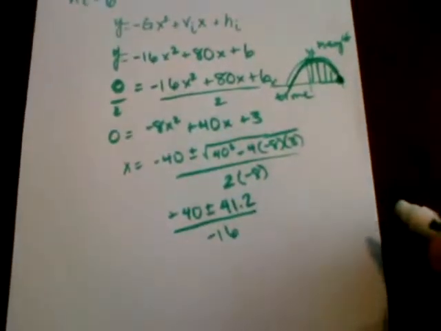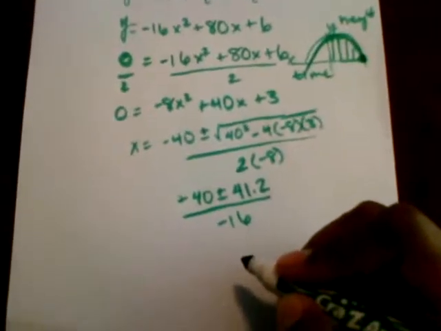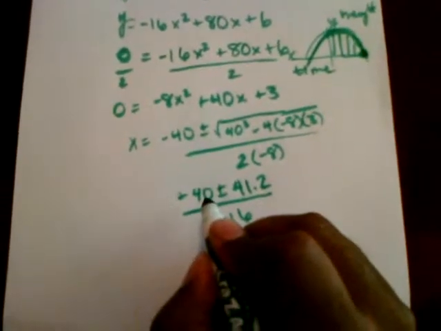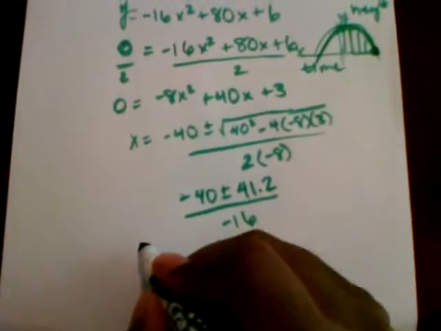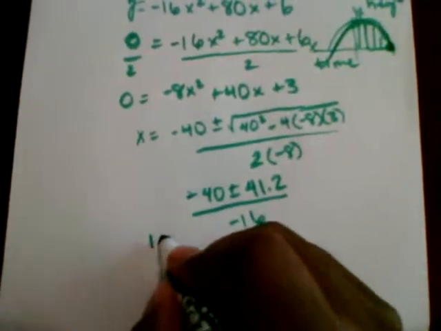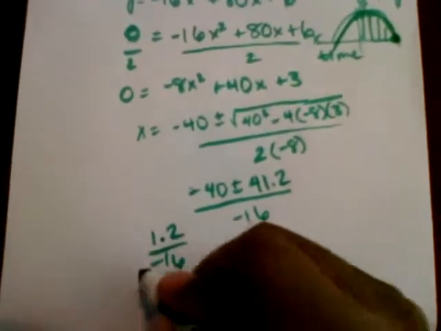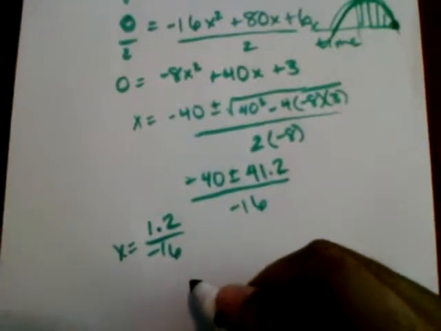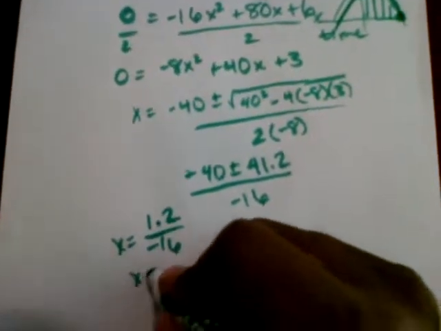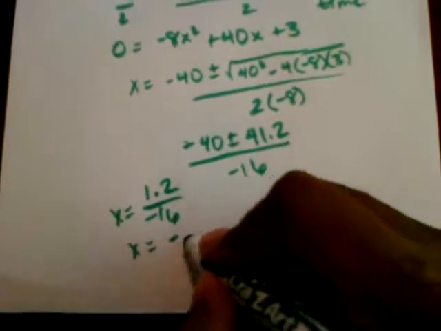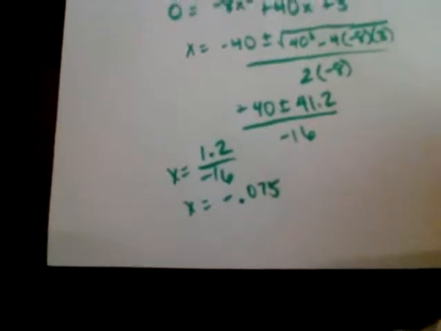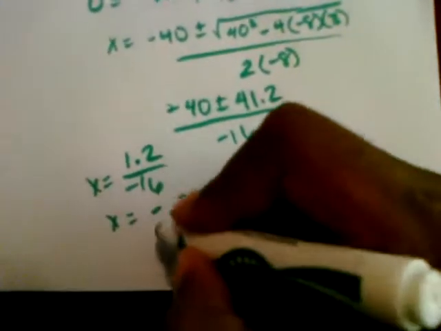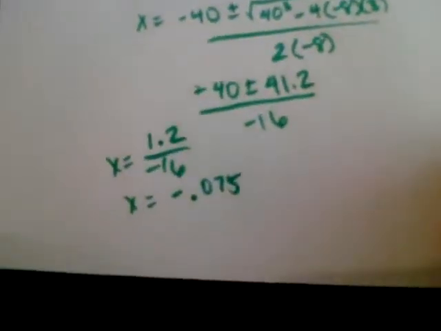And now I would have to take into account a scenario where I have negative 40 plus 41.2. Negative 40 plus 41.2 is about 1.2 divided by negative 16. So that's my first value of x. Once I determine what that really equals, it's going to be around negative 75 thousandths, which cannot be my answer because my ball cannot take a negative amount of time to hit the ground. So that answer is going to be what mathematicians like to call extraneous. It's not going to be the one we want.